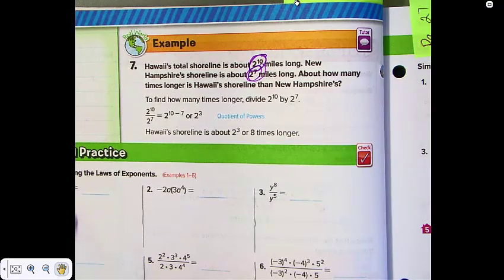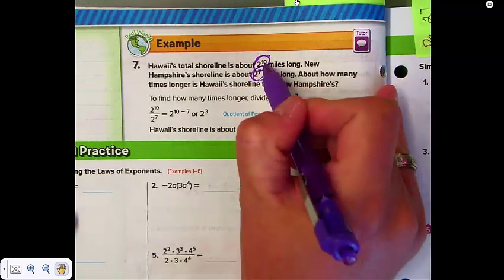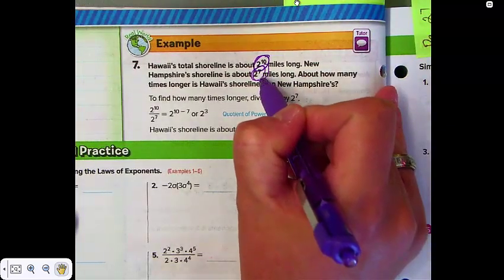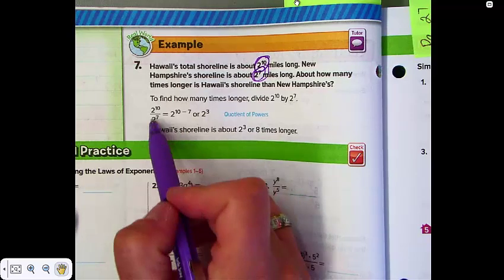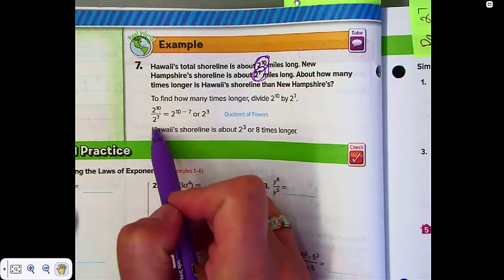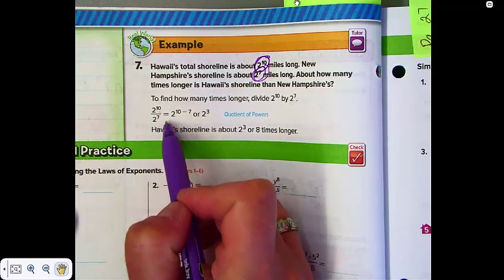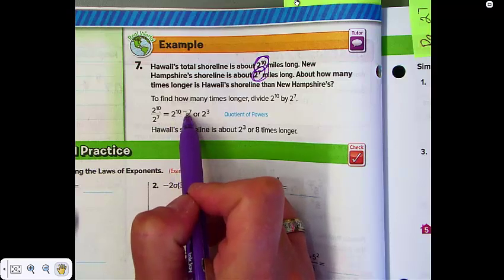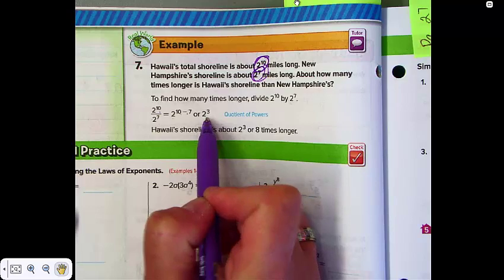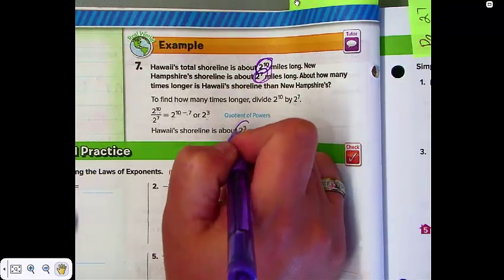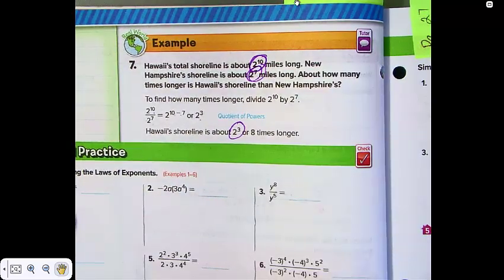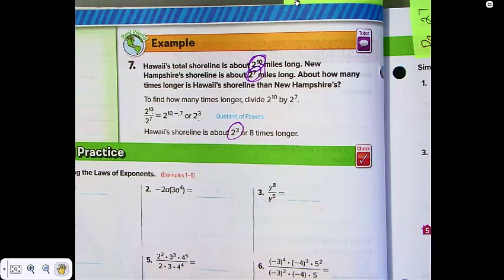So I have to divide because I want to know how much bigger is this one than this one. So I have to divide. So I take 2 to the 10th over 2 to the 7th, which means that I'm going to subtract the exponents, and 10 minus 7 is 3. So Hawaii's shoreline is 2 to the third times longer, or 8 times longer.